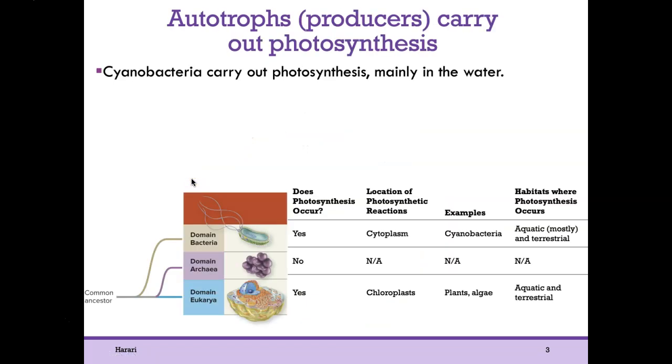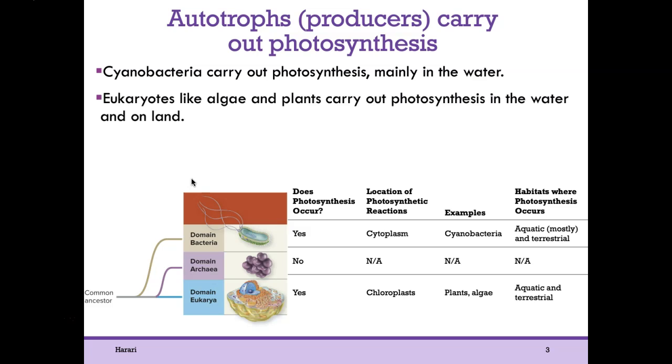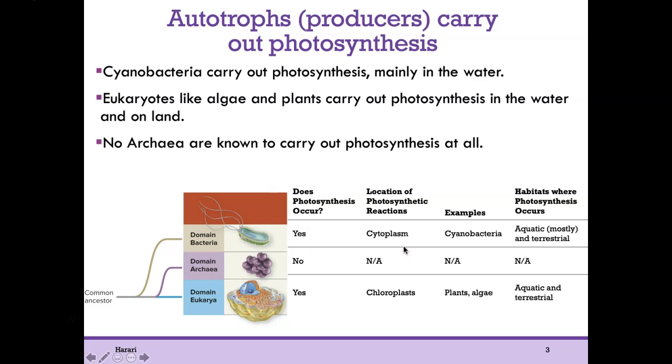So autotrophs, which are producers, carry out photosynthesis. And it's not just plants that do photosynthesis. Actually, most of the photosynthesis occurs in the ocean. So cyanobacteria are types of bacteria that can do photosynthesis in the water. Eukaryotes like algae and plants carry out photosynthesis in the water and on land. So we see photosynthesis in both domain bacteria and eukarya. No archaea are known to carry out photosynthesis at all. But again, you should understand the differences between the locations. I want you to know where a bacterium would do photosynthesis versus where a plant cell would do photosynthesis, right? You should know that big difference.